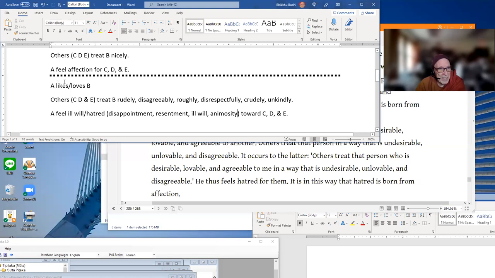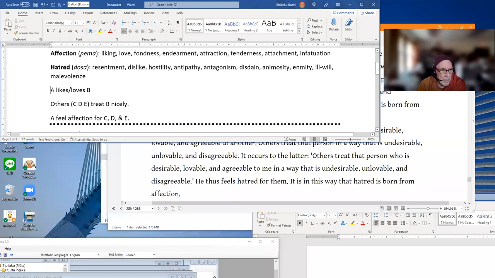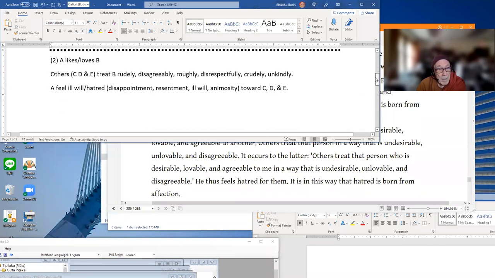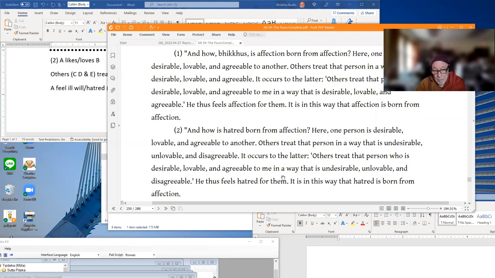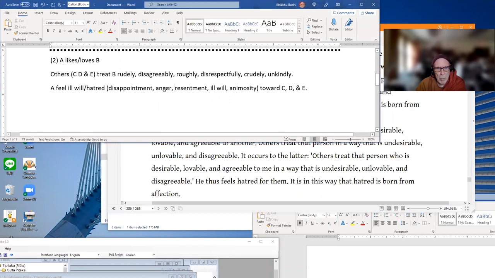Okay, so this is case two. So here we have case one. Could angry or mad play into this situation? Of course, yeah, there could be some anger also. Okay, but then sort of like anger will arise or disappointment.